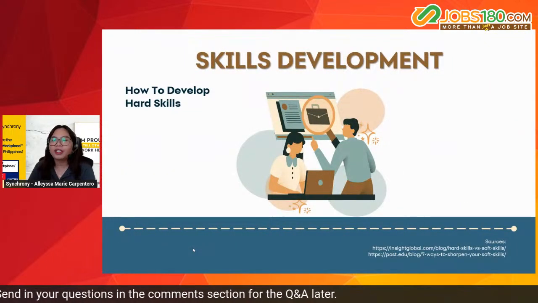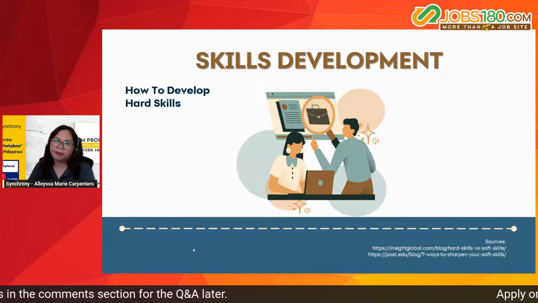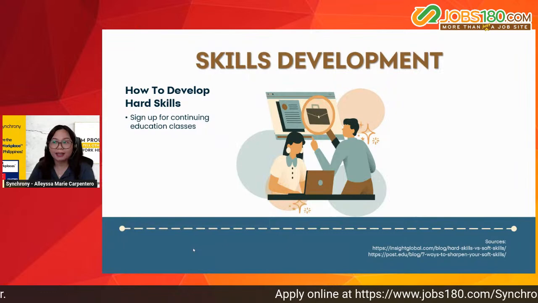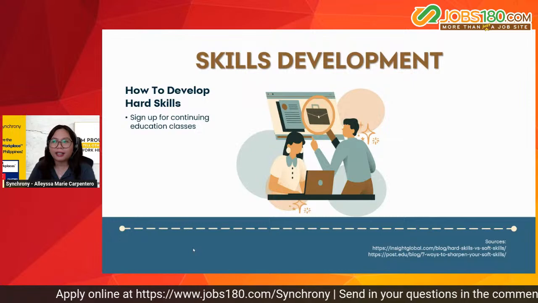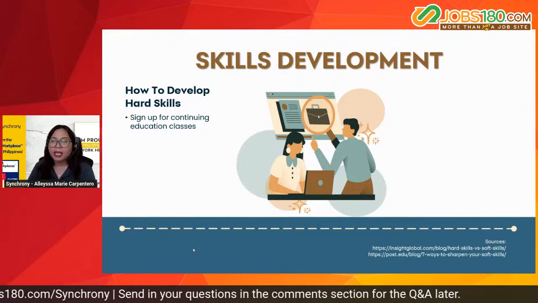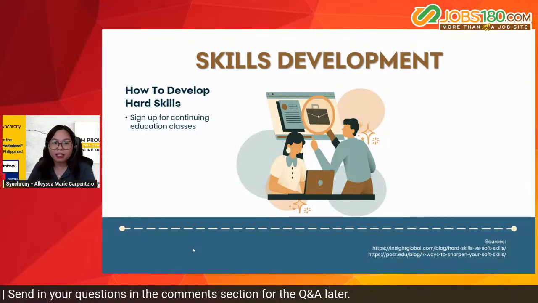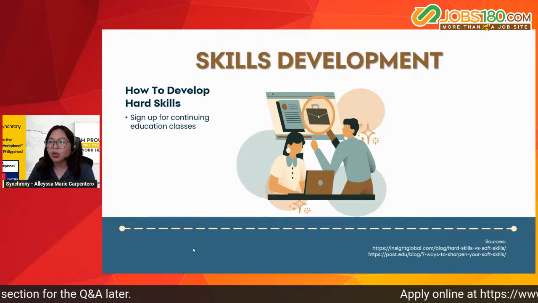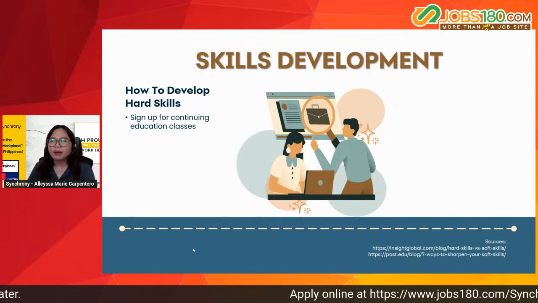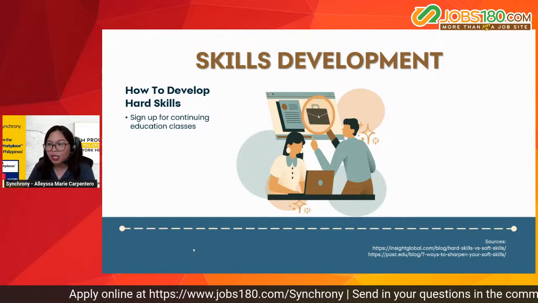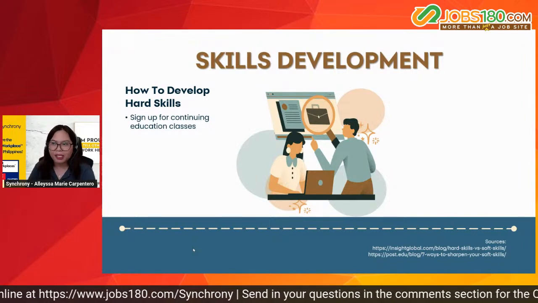So let's start first with the hard skills development. So we can do first sign up for continuing education classes. This is where we can look for learning opportunities in postgrad schools or in any learning institution that can provide sessions in relation to your specific skill that you want to attain. Usually, this is in exchange for a certification or diploma. So this can be your master's or doctoral, bachelor's degree, or even joining review sessions and passing the licensure exams.